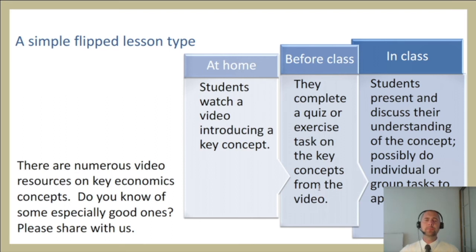So a simple flipped classroom type might look like this. At home, students watch a video introducing a key economic concept. Before the class, they complete a quiz or an exercise task or a series of activities that you have given them in advance. And these tasks are related to the concepts that are on the video. And then students come to class and they present and discuss their understanding of the concept. Possibly they do individual or group tasks to apply what they watched or learned at home.